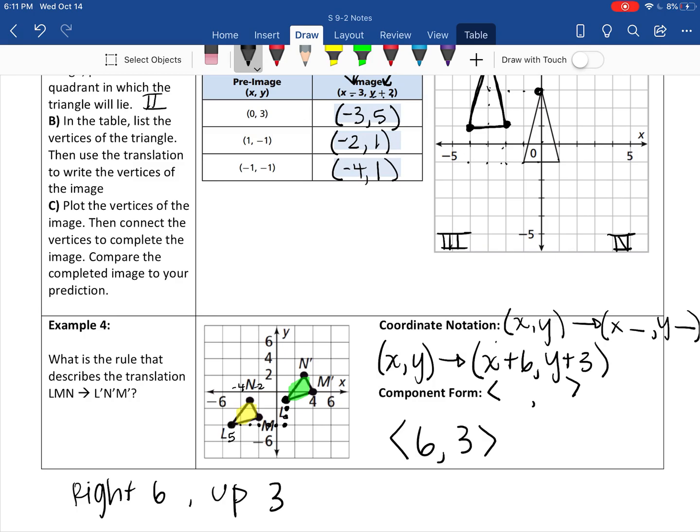All right. And again, the reason I knew to start with the yellow one and go to the green was because of these primes. Okay. Those primes tell me that that is our image, and our non-prime tells me that's our pre-image.